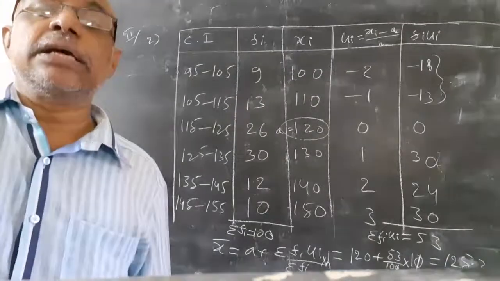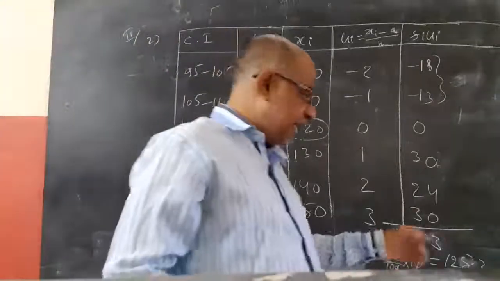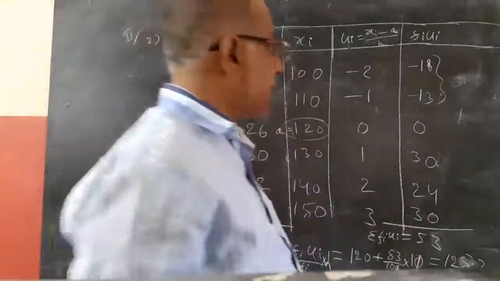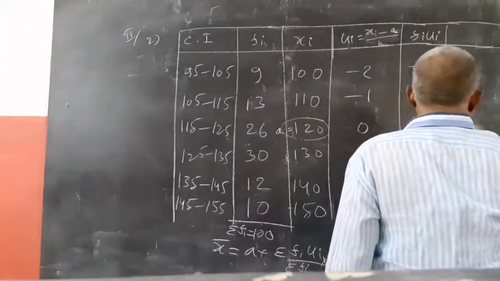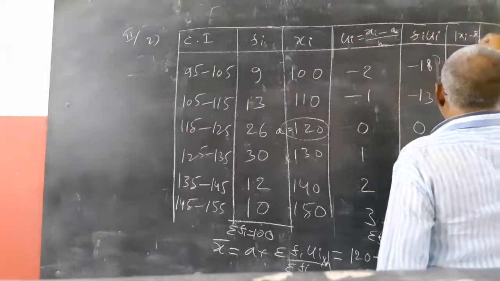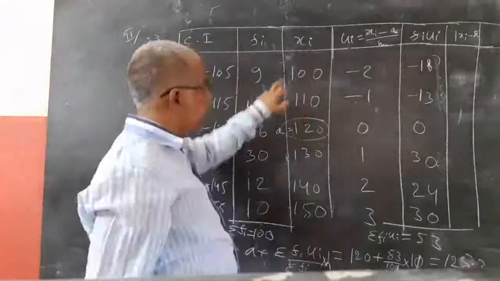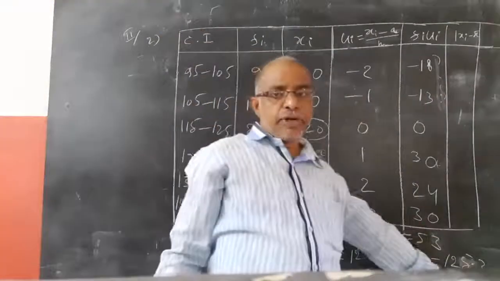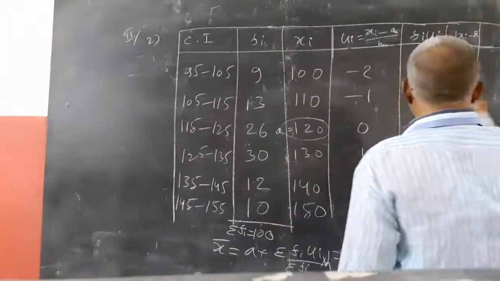Now we need to calculate the mean deviation about the mean. We got the mean as 125.3. Now I need the deviation. Mean deviation means, as I told you, the modulus of xi minus x bar. So what is xi here? 100 minus 125.3 gives 25.3.